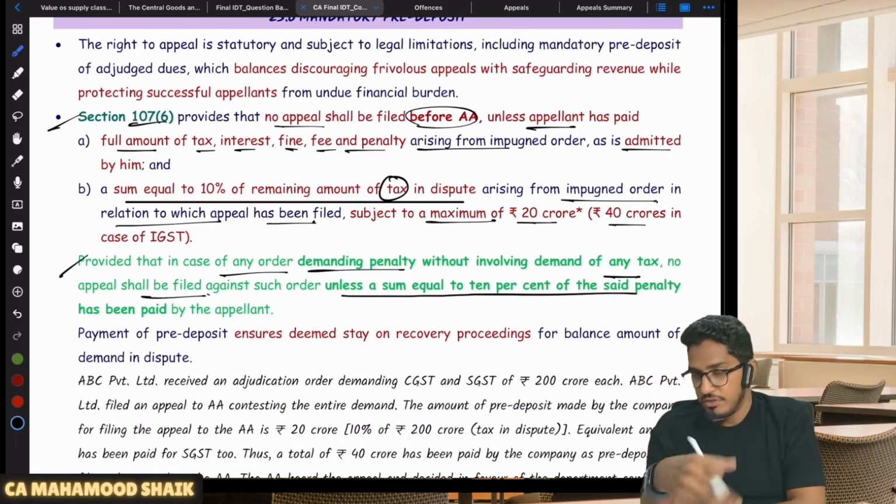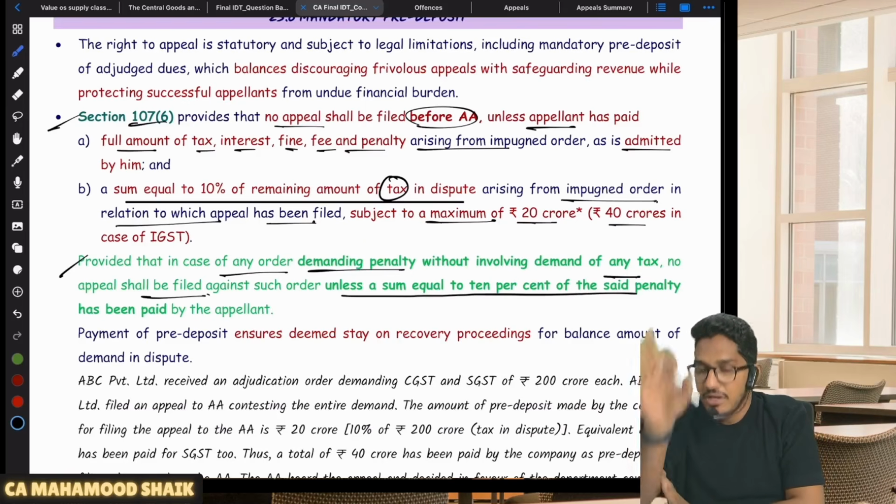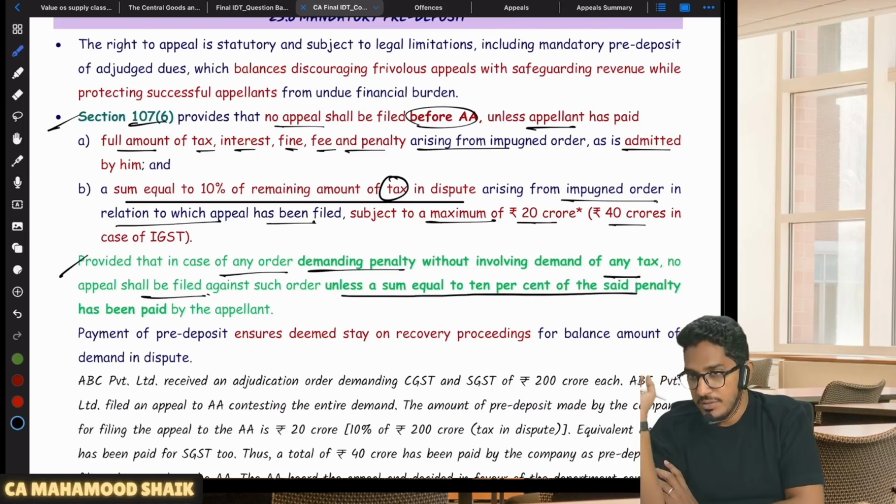If you are going for appeal against a demand order in which tax, interest and penalty everything is there, pay 10% of the tax. If in that demand order only penalty is there, pay 10% of the penalty.